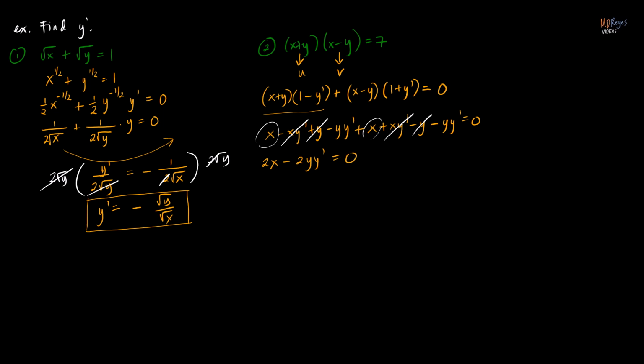Now we can just transpose negative 2y prime to the other side so that it becomes positive, and we'll get 2x equals positive 2y prime. Then solving for y prime, just divide both sides of the equation by 2y. So the 2 will cancel, and we'll get our final answer: y prime equals x over y. This is the derivative of the function.